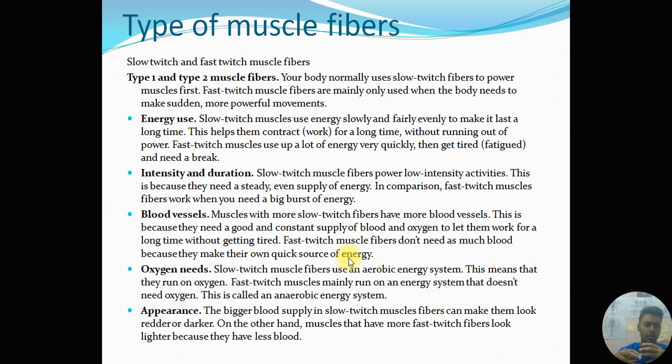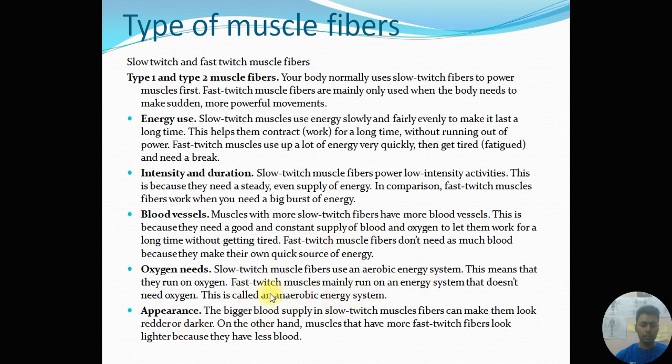Now, oxygen needs. As I already explained, slow twitch muscle fibers use the aerobic energy system. This means they always run on oxygen. Fast twitch muscle fibers mainly use an energy system that doesn't need oxygen, which is the anaerobic energy system. Already explained that. Okay.